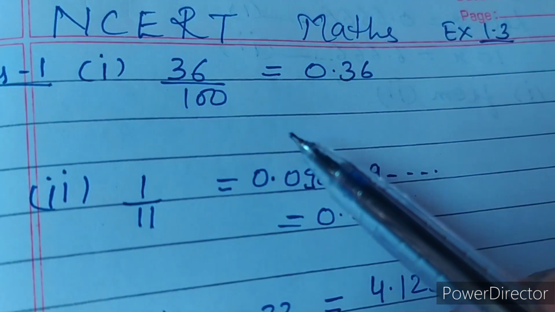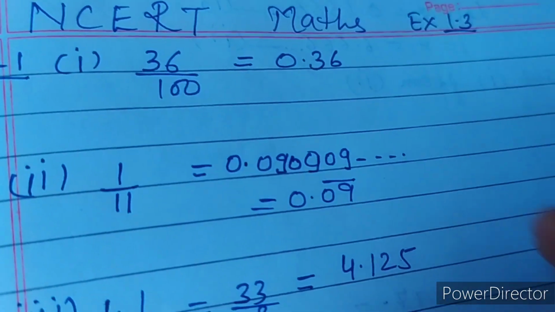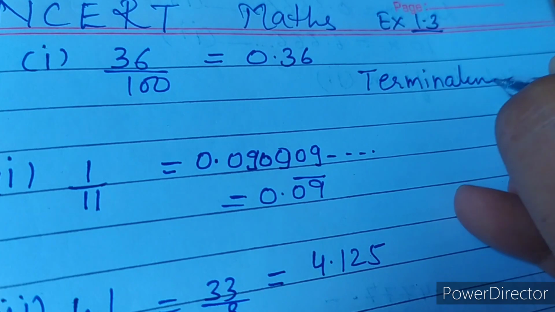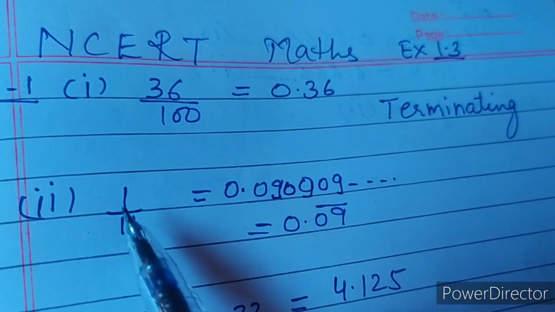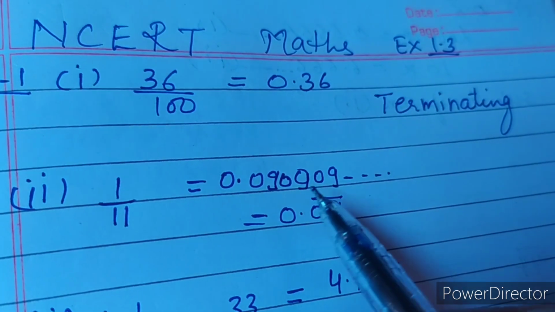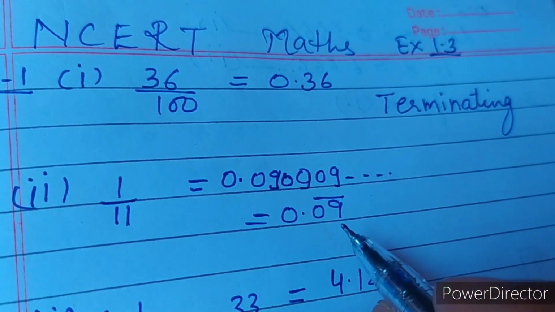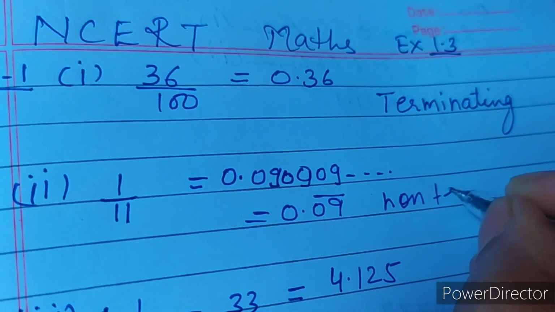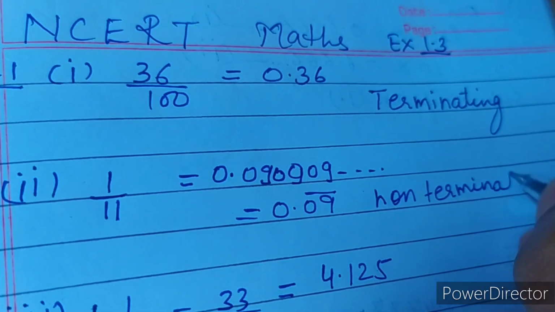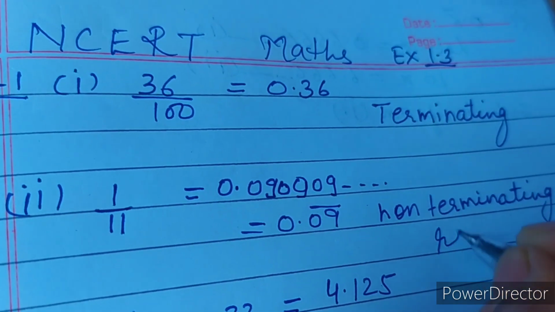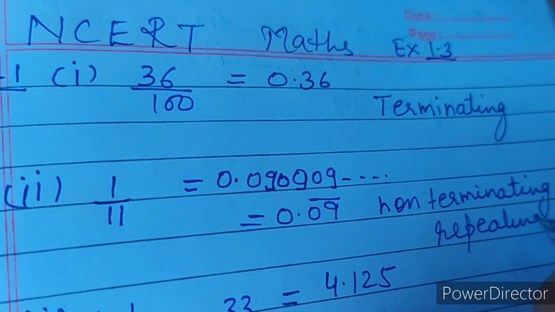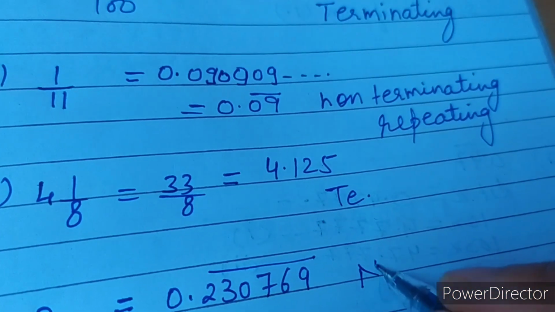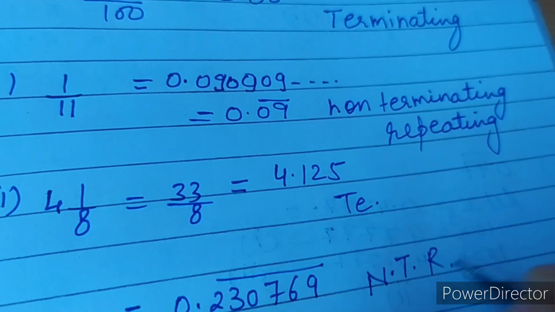First part, 36 divided by 100 is given. I have already divided it and you will get 0.36. So this is a terminating fraction or terminating decimal. Second one, 1 upon 11 comes out to be 0.0909 and so on, because it is a repeating decimal and is non-terminating. So that is non-terminating and repeating or recurring, you can write. This is again terminating. This is non-terminating and repeating.